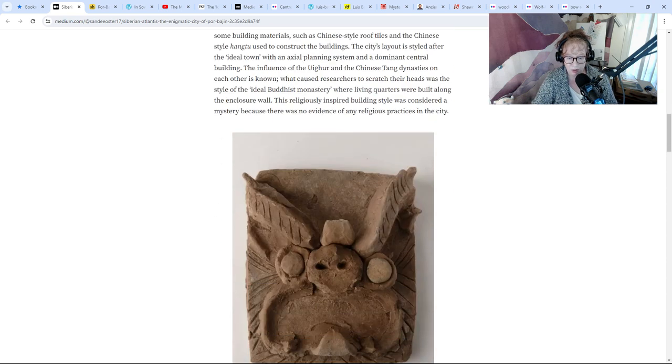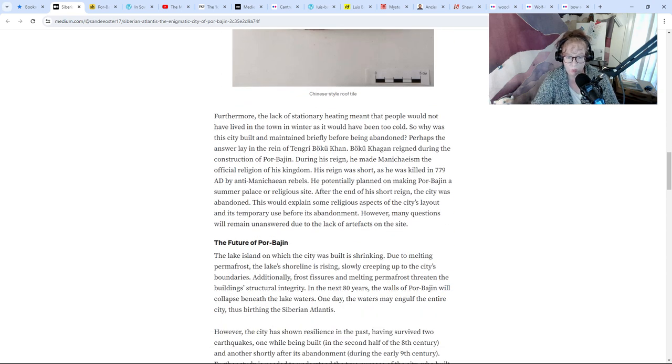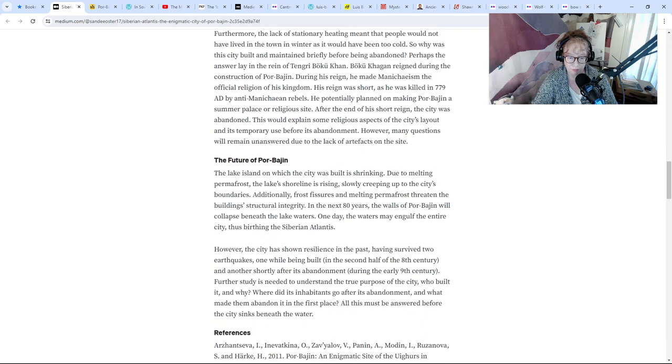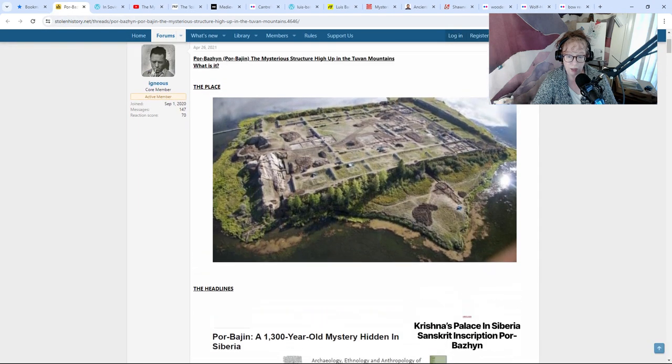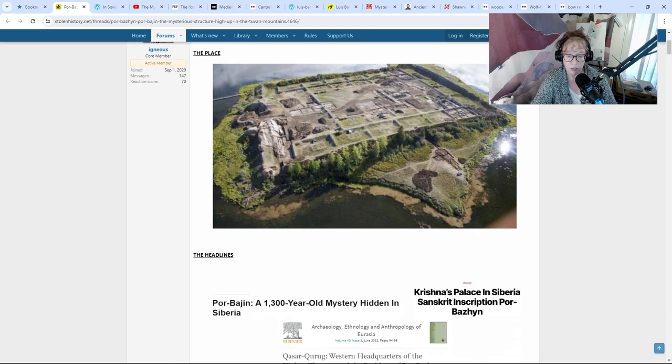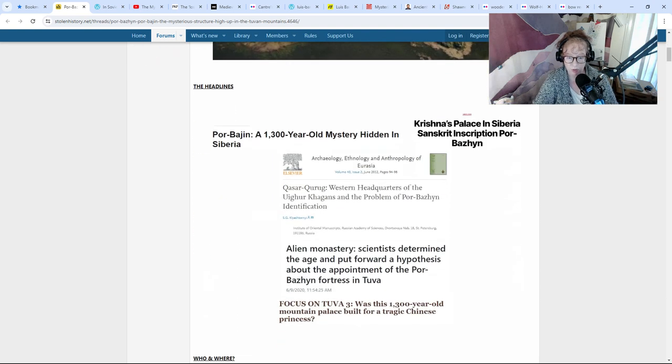So it talks a little bit more about the architecture and where it came from and who built it. Now, quite some time ago, I did a little write-up, in 2021, on Por Baijin. And this site got completely scrubbed at one point, and then it was using the Wayback Machine that the archives were brought back. So the point I'm getting at is I'm going to share with you this thing that I wrote a long time ago, but it's all messed up because of it being reformatted. But there's some good information in here. So it's 1300 years old.